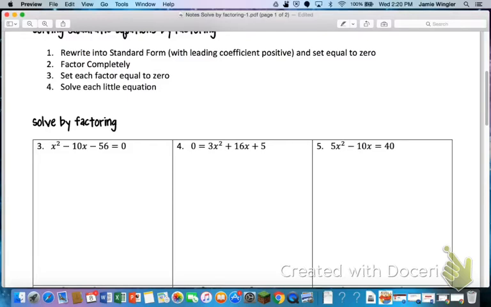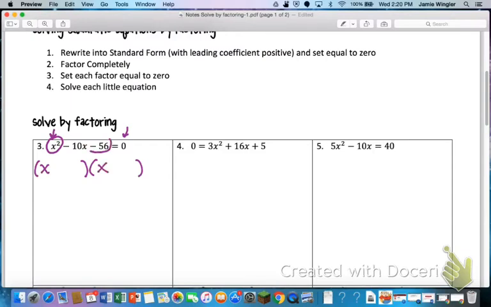All right, so step 1, rewrite in standard form. You have to make sure the leading coefficient is positive, and it is, and you have to make sure that it's set equal to 0. So step 1 is done. Step 2 is factor completely. So we are going to look at our first term, which is x squared, and we're going to break it up into our two parentheses, x and x.